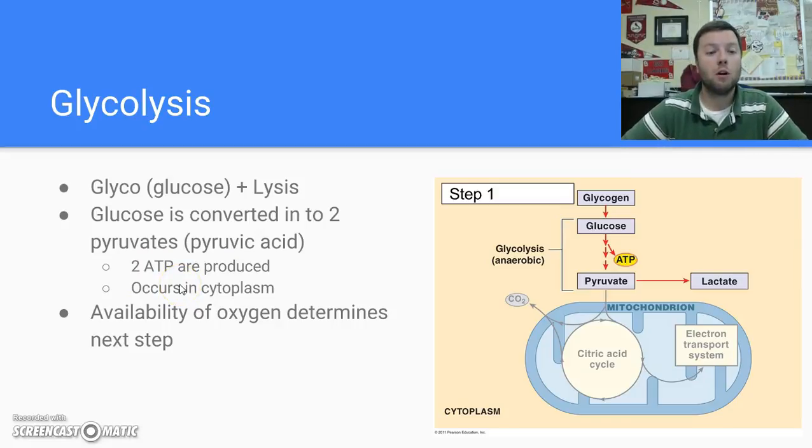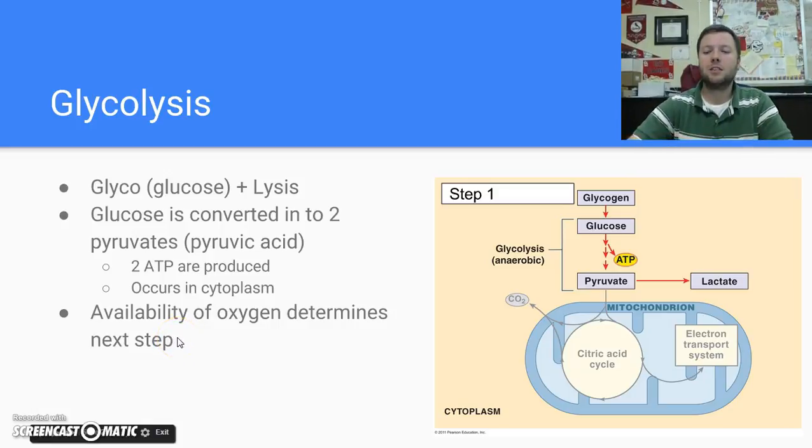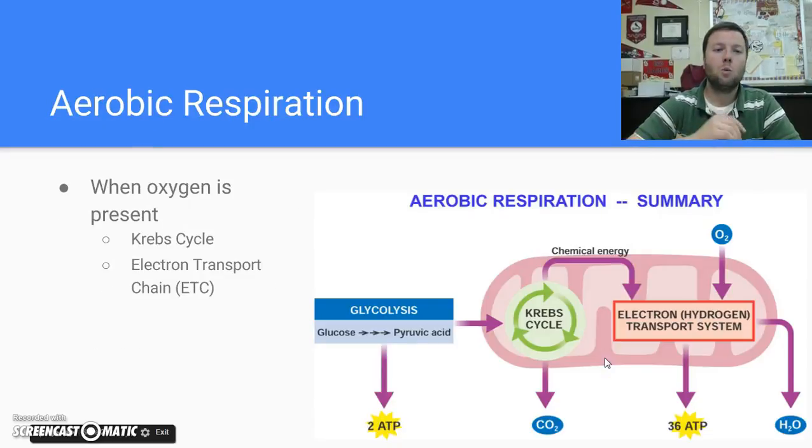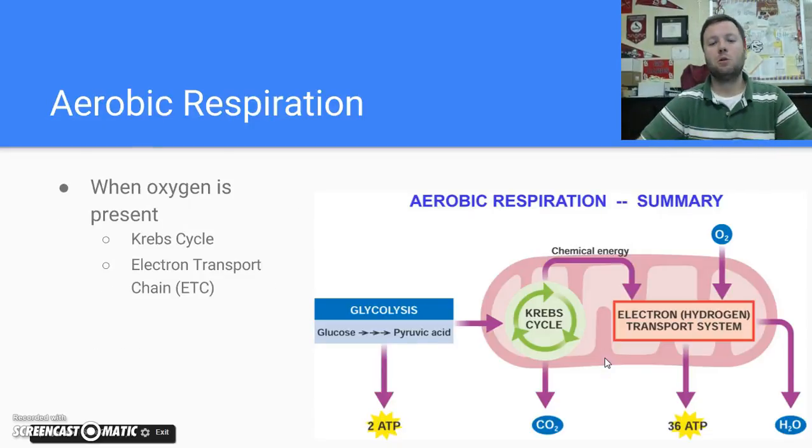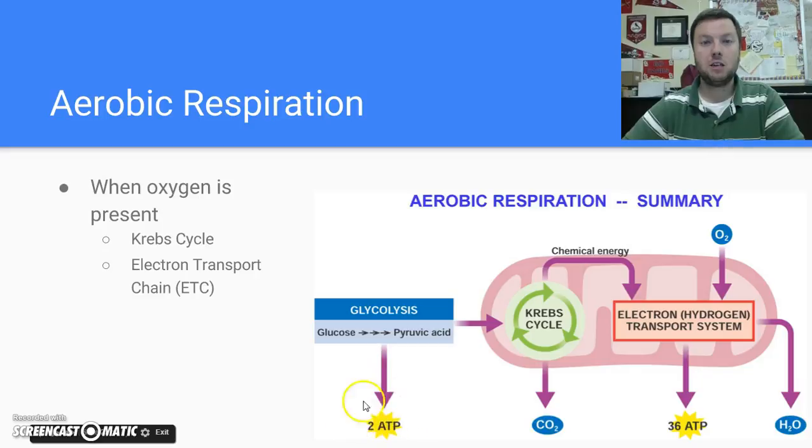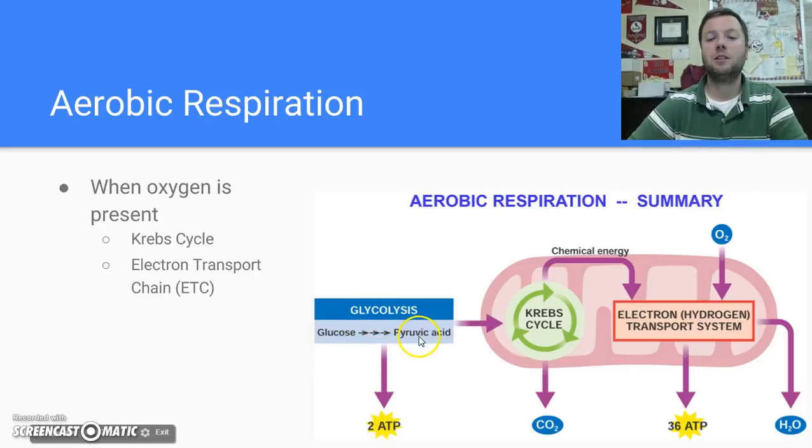So how do we know where to go from here? Well, that depends on whether or not oxygen is present. So let's talk about oxygen being present first. If that's present within the mitochondria, we are going to go through aerobic respiration. So again, you've got two ATP, you can see here, spit out from glycolysis. That's converting glucose to pyruvic acid. That goes into the mitochondria, which is one of the organelles we talked about a couple months ago.